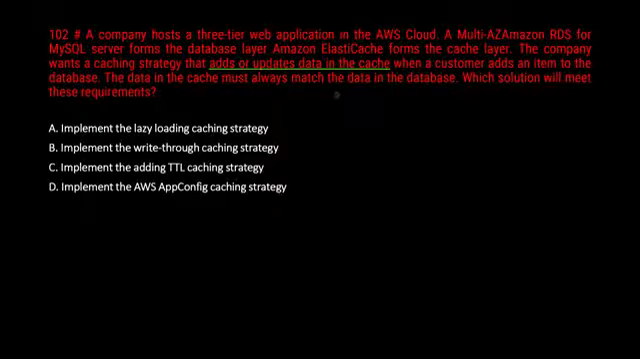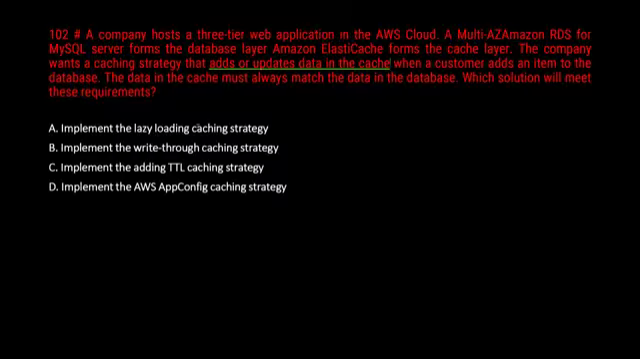Which solution will meet this? Here we already have the caching layer and we are already using Amazon ElastiCache. They just want a strategy wherein you can add or update the data in the cache. So now let's look at the options here.